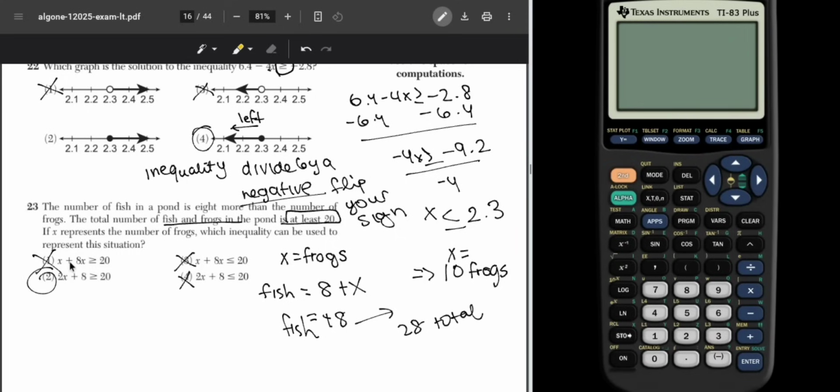So for this one, you needed to first understand what it meant to be at least, and then apply what you know in terms of the fish being 8 more than the number of frogs, picking a number for x, and testing the remaining 2 answer choices.